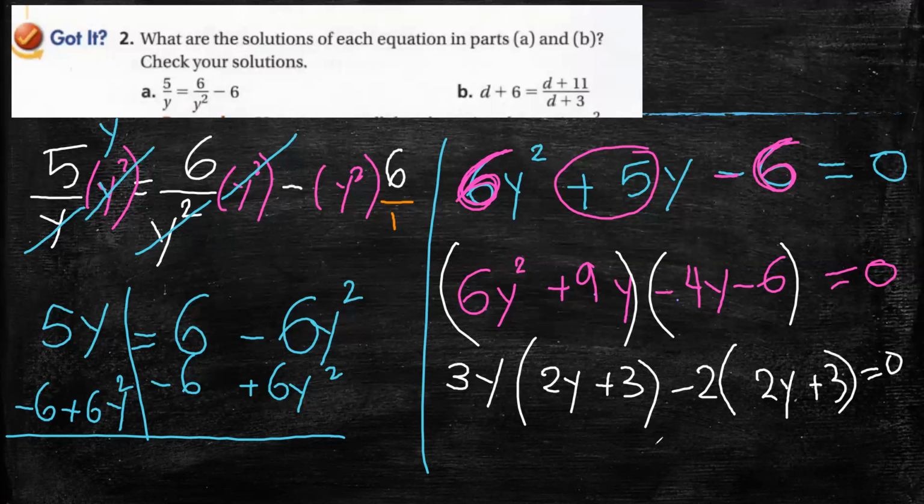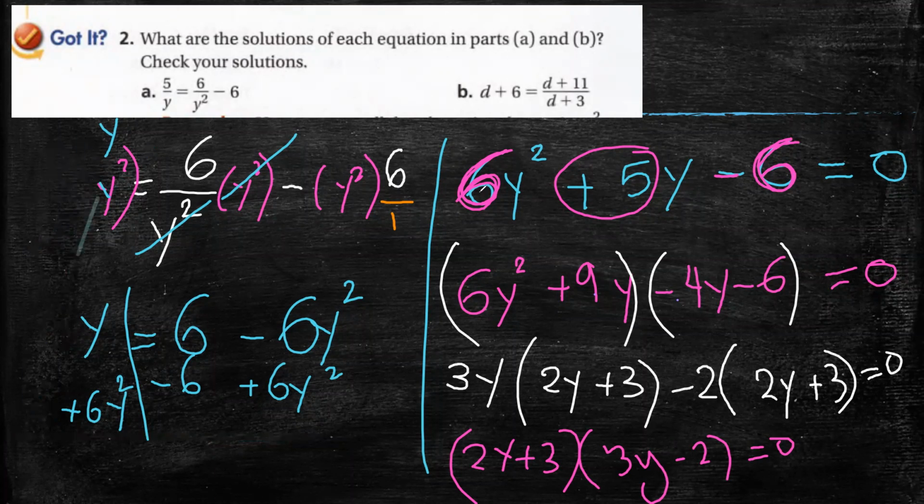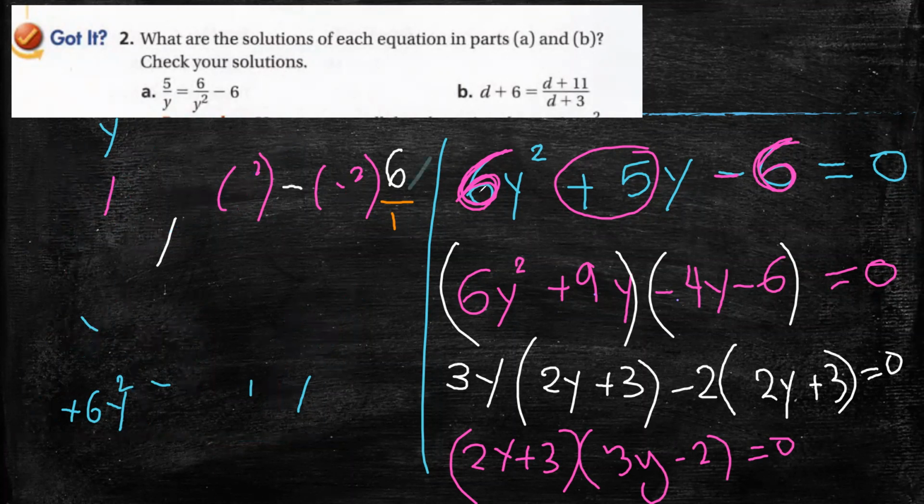Then here, 3y minus 2 multiplied by 2y plus 3. So 2y plus 3 times 3y minus 2. Let's continue. I'm sorry, we have less than 1 minute. So let's find the zeros here.